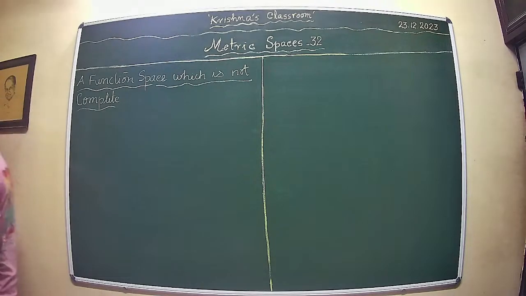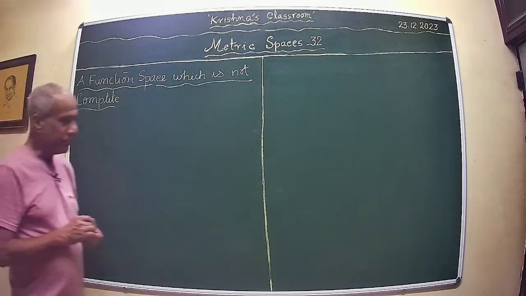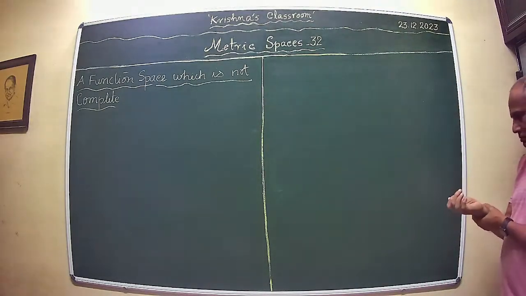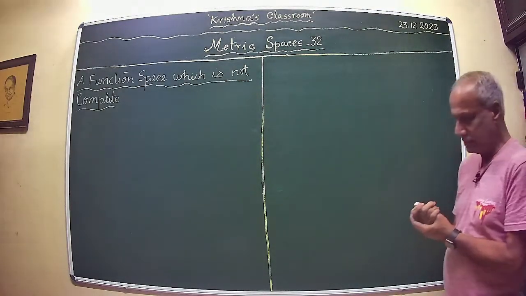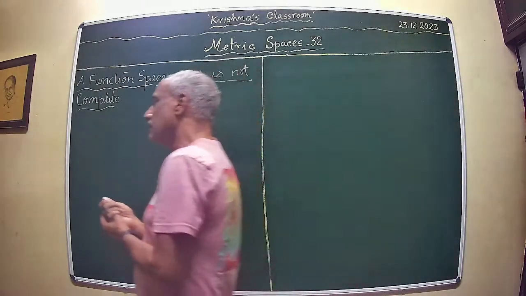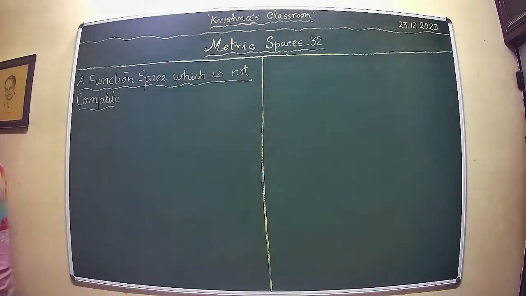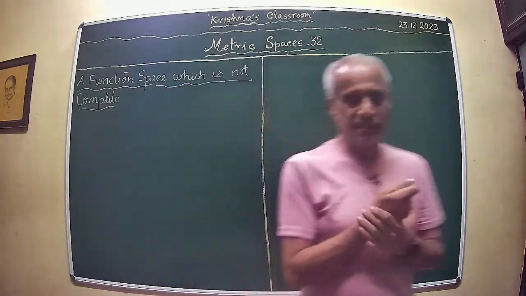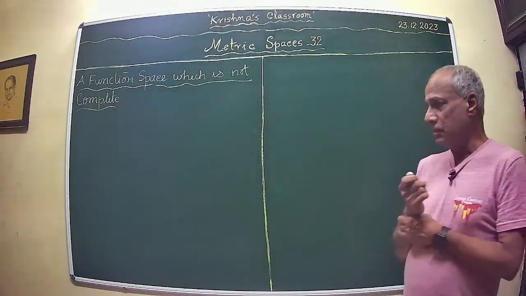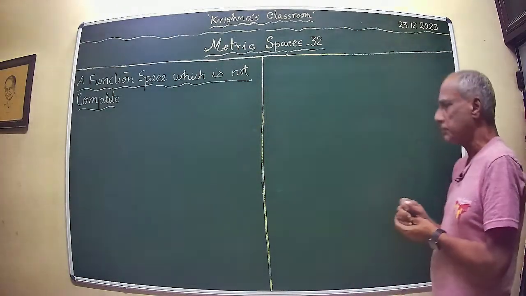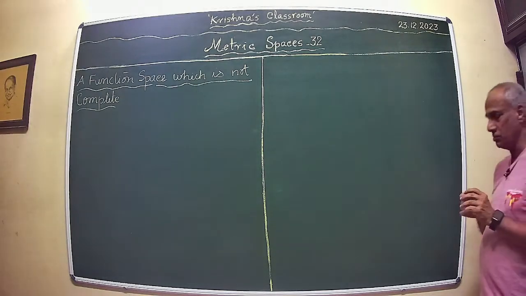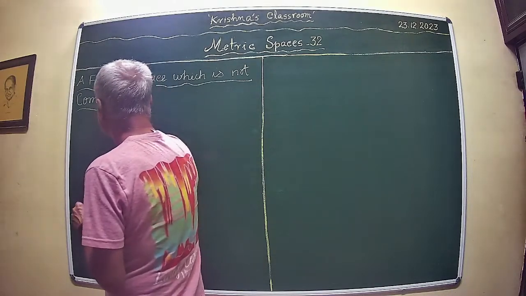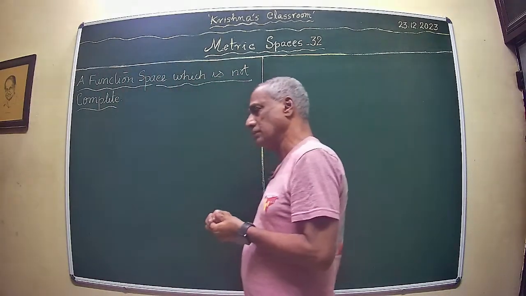We have been discussing the completeness of metric spaces, and we have characterized completeness. We have also looked at some examples of complete metric spaces which are non-trivial. But now it is time for us to have a look at an important function space which is not complete.